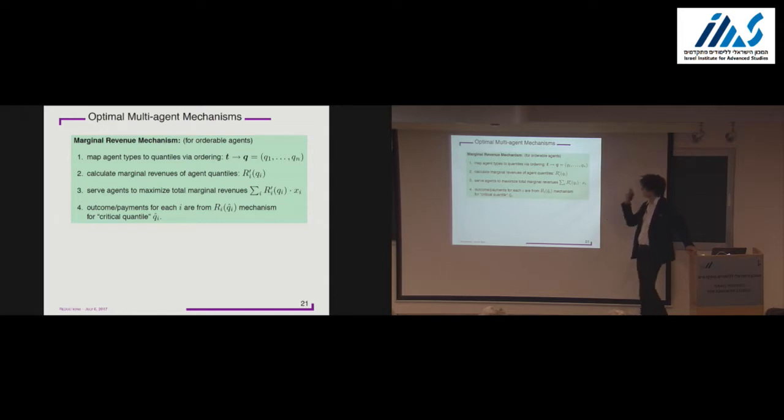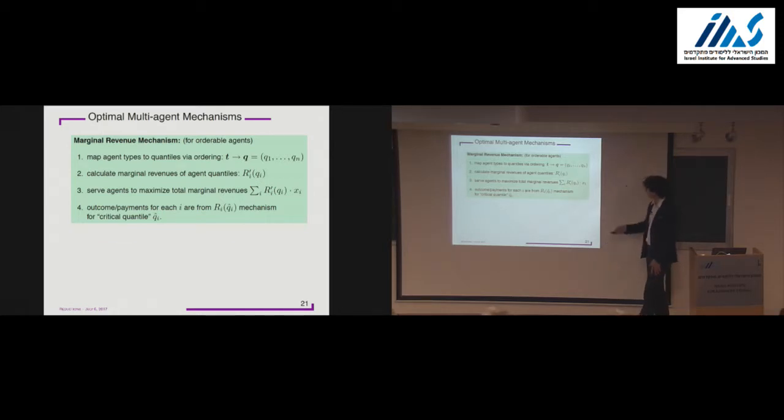Okay, and so then you might ask, well, what's the marginal revenue mechanism? Well, it's the natural generalization of what we saw as the marginal revenue mechanism for linear players, where instead of just offering the price that corresponds to when the guy would be sold, I offer him the ex-ante mechanism that corresponds to the highest quantile he could have and still be served.